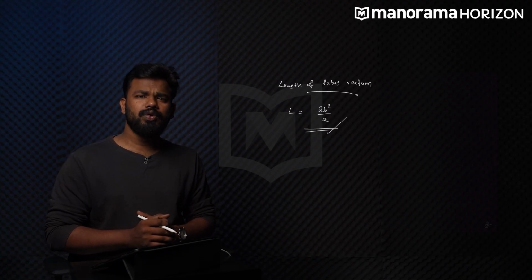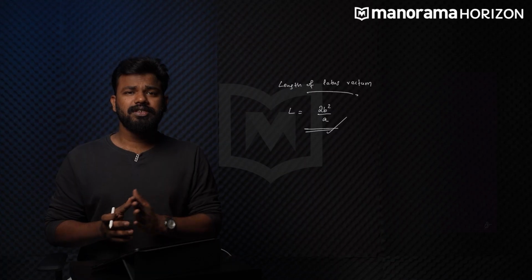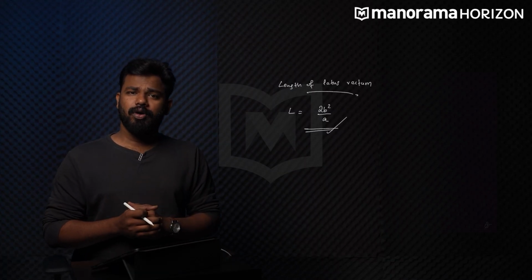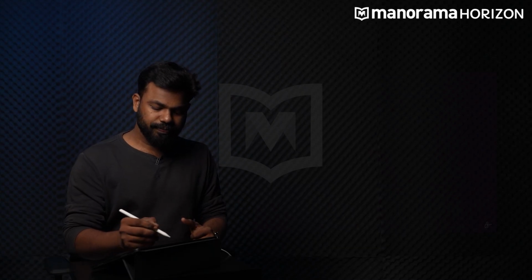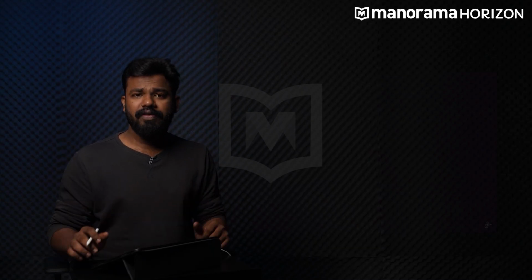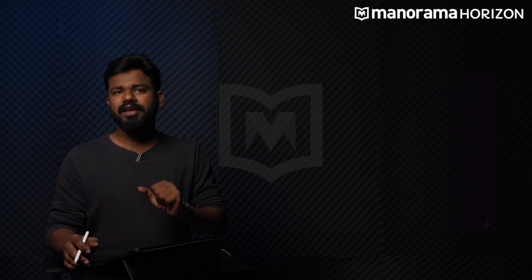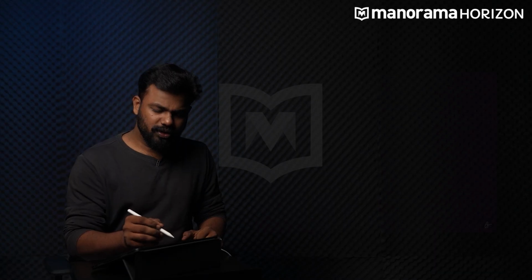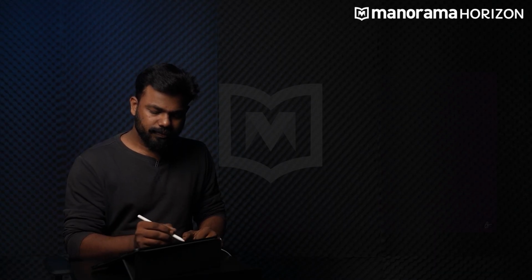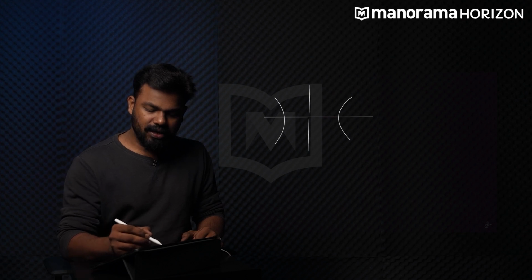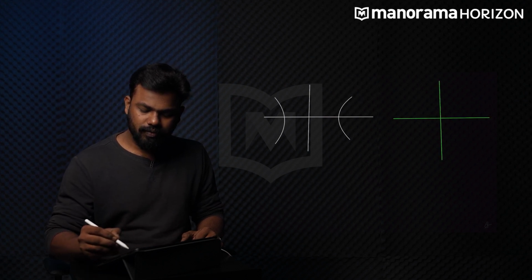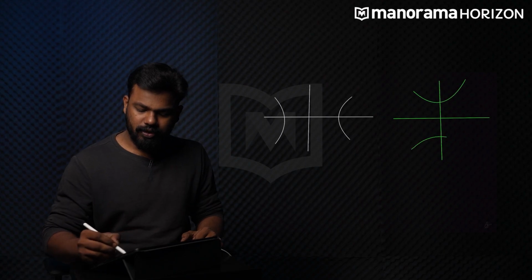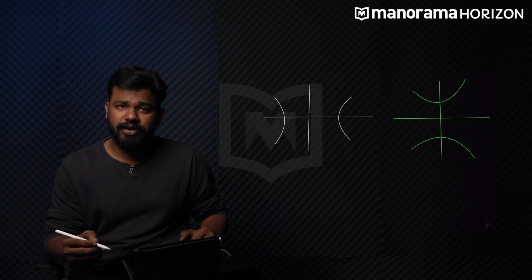Now we have to know what are the different types of equations that we can give for a hyperbola. So let's look at the equations of a hyperbola. There are two types of hyperbolas that we can draw, one having the axis on the transverse axis and the other one on the conjugate axis. The one will look like this and the other one will look like this.